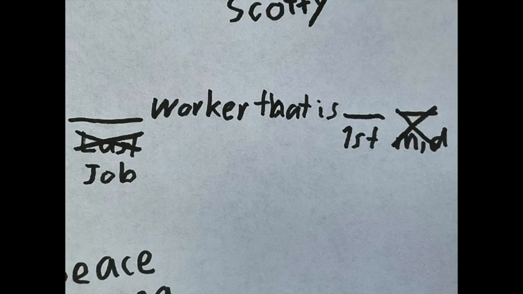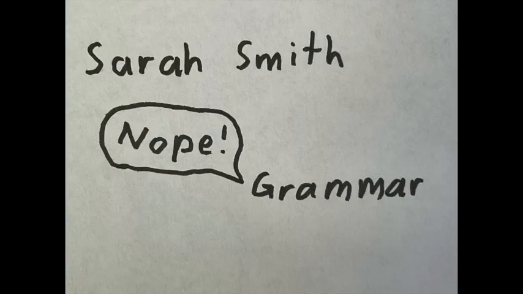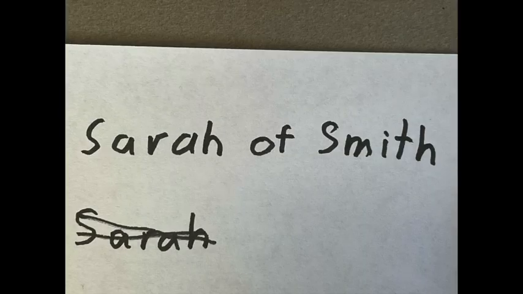Some naming systems might not allow you to just say the names. You might have to say something in between. We'll use the names Sarah and Smith as examples for first and last names. Maybe in your naming system, you can't just say Sarah Smith. The grammar might not allow it. Maybe you have to say Sarah of Smith.